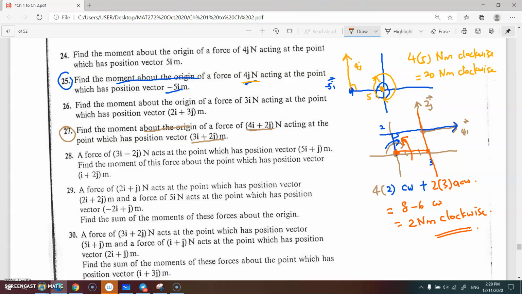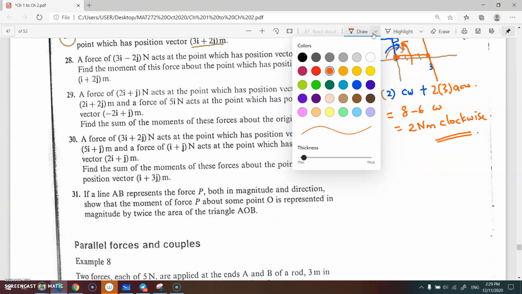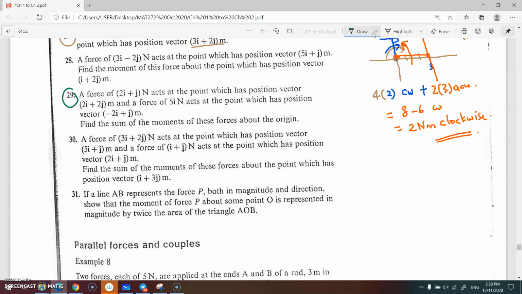Okay, we'll move on to question 29. Okay, question number 29. A force of 2I plus j acts at a point which has a position vector 2I plus 2j and a force 5i at the point which has a position vector of negative 2I plus j. Okay, find the sum of moment. Okay, so this question is also the same as the previous exercise. The only thing is more than one moment, so we need to find the sum of moment.